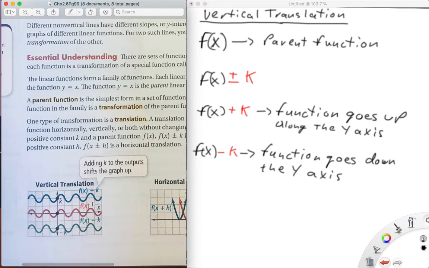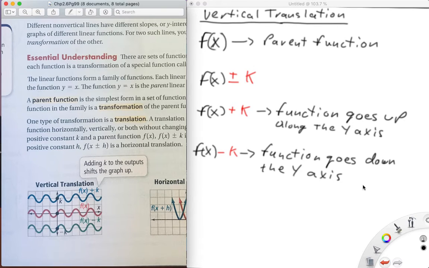So the slide that the book gives, we have our parent function in red, which is this guy right here, and we have f plus k. Since it's plus k, and notice that the plus k is going to be on the outside of the parentheses of the x, it's going to slide you up in blue. And then if you have x minus k, it's going to slide you down. It's going to slide you by the distance of k, whatever that is.